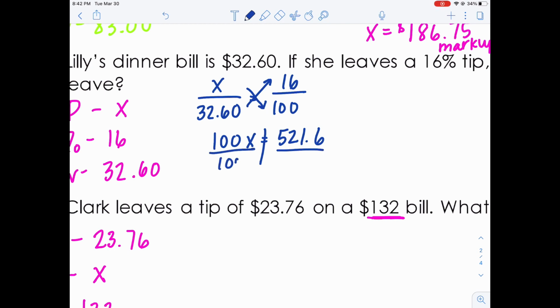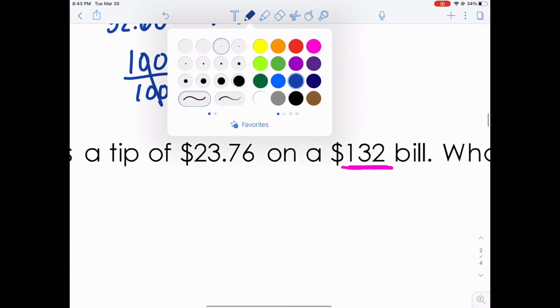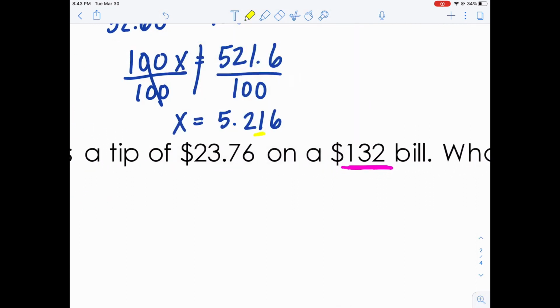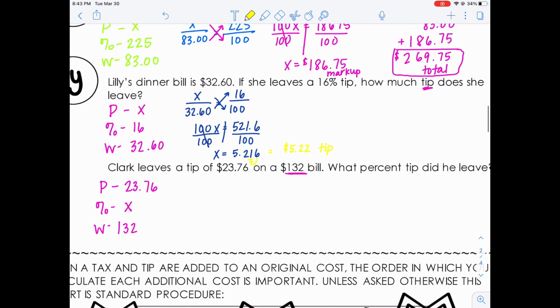Dividing both sides by 100, I am left with X equals 5.216. And now remember, this is money, so we have to round it to the nearest two decimals. So the 1 is the second decimal. The 6 tells the 1 to round up to a 2. So this is a $5.22 tip. Now remember, it did not ask you for the total, so you do not have to go back and add.